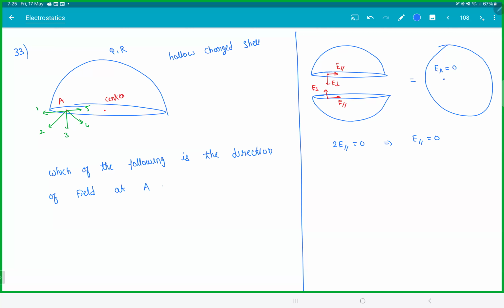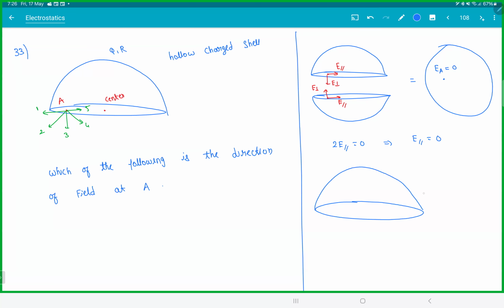If I take two hollow spheres and assume the field is E parallel and E perpendicular, E parallel and E perpendicular, then when I combine both the hollow spheres, the net field should be 0 because it's a point inside a hollow sphere. So E perpendicular will anyway cancel, and E parallel plus E parallel are adding up. So therefore the answer is 3. So this is a very good result.